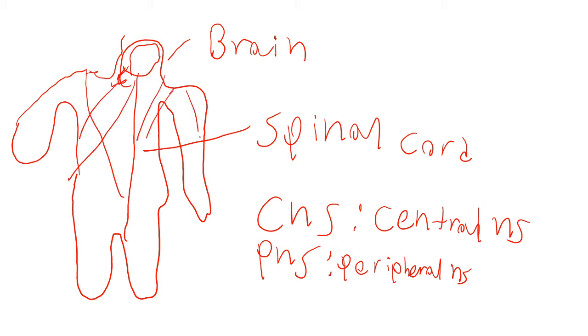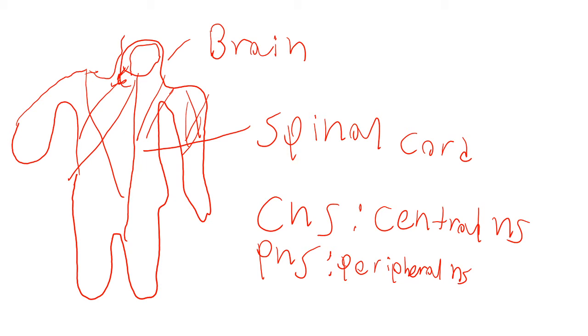So basically, this is what your body looks like from the inside. There's lots and lots of nerves around the body. So the peripheral nervous system is like muscle movement stuff, and the central nervous system is basic stuff.